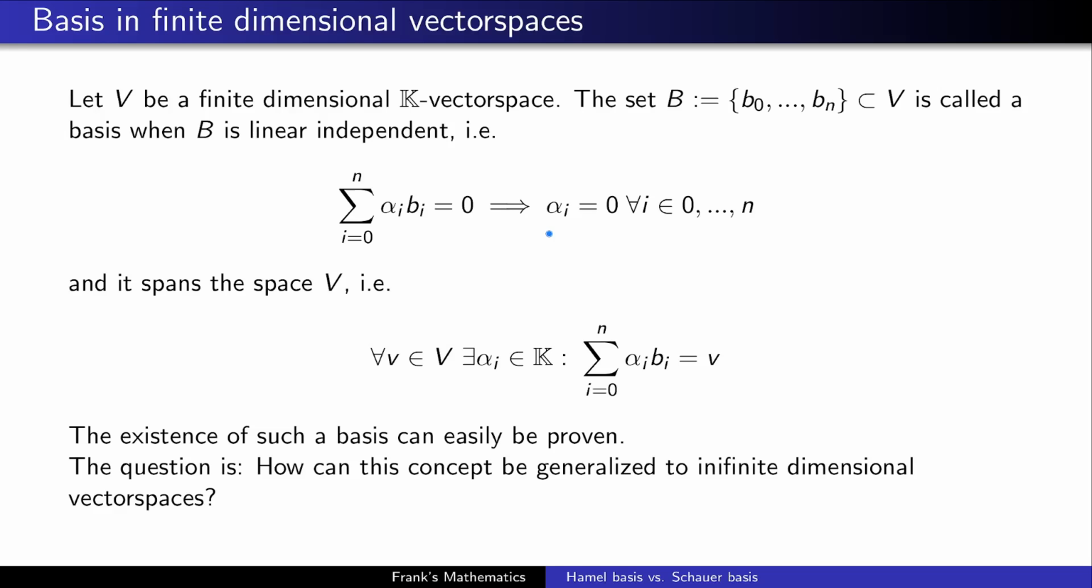And second, it must span the whole space V, meaning that for every vector v in the vector space, there must exist a sequence of scalars such that we can find a linear combination of these vectors B which is equal to our vector v. The existence of such a basis for a finite dimensional vector space can easily be proven.